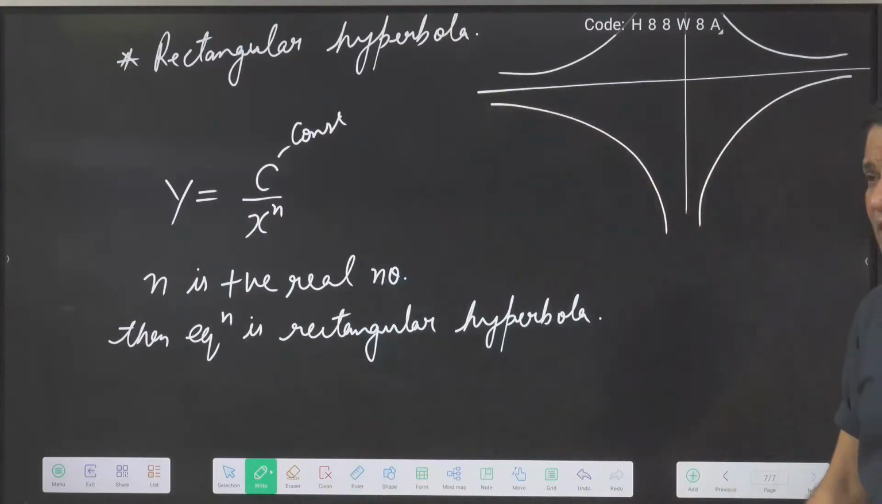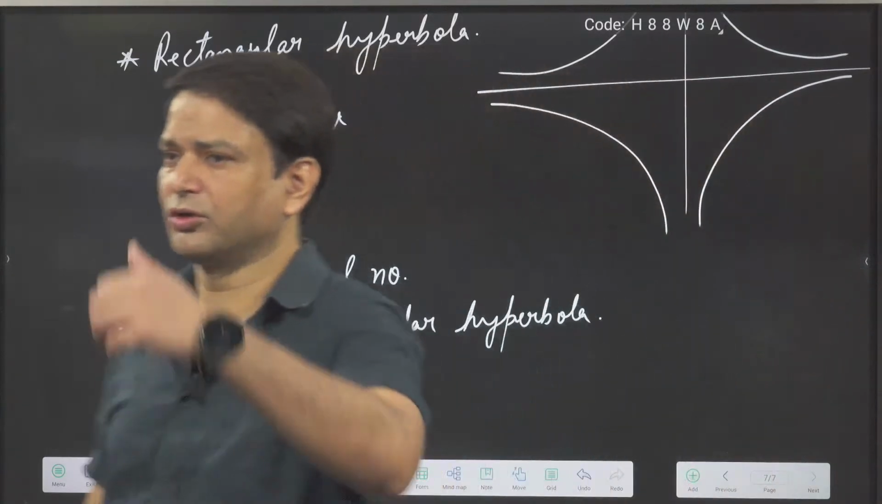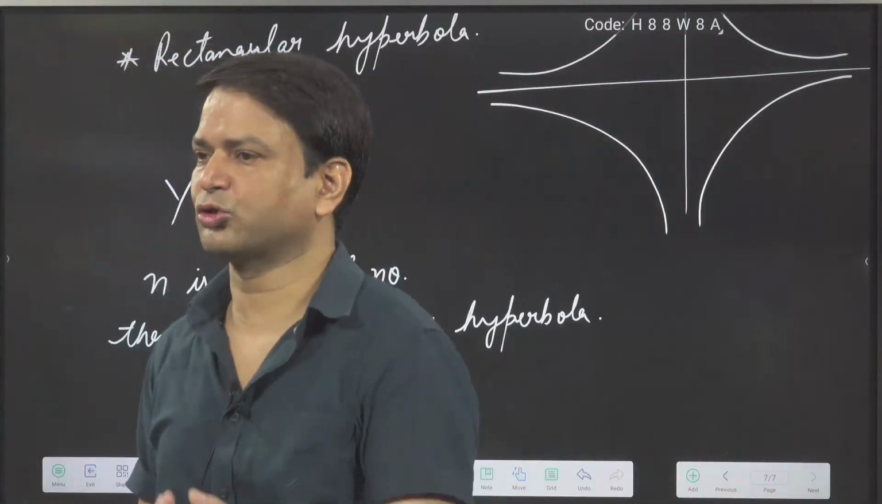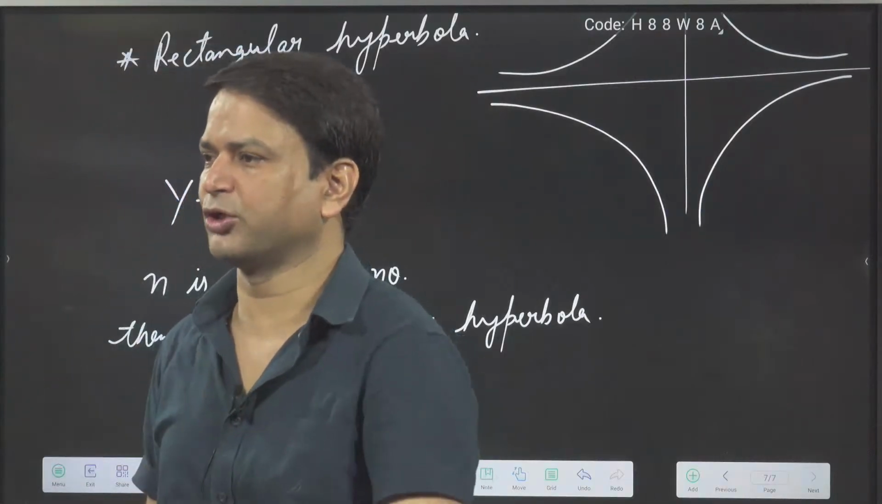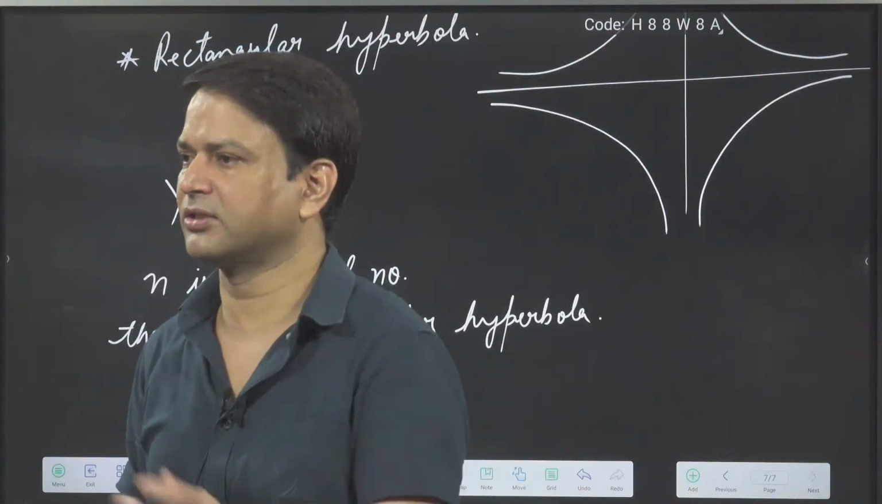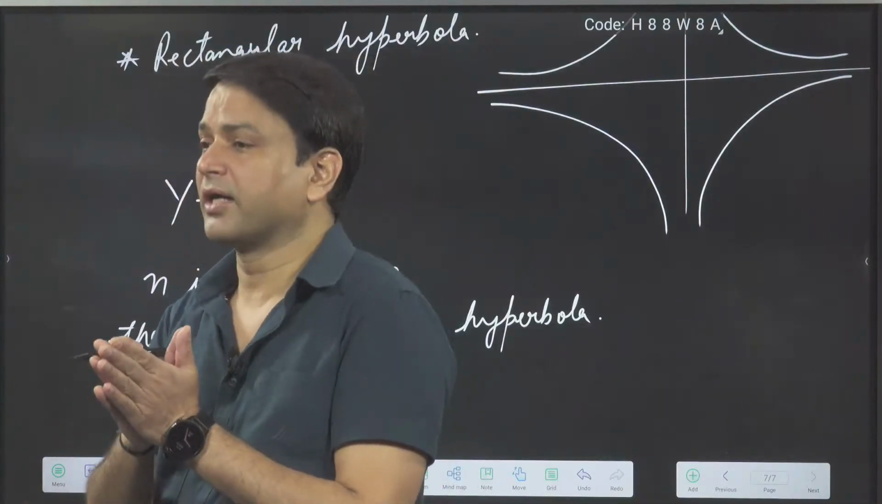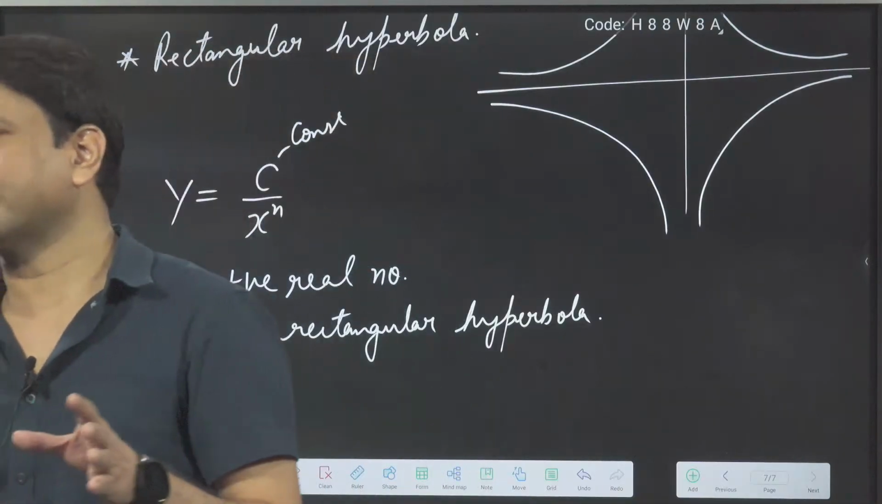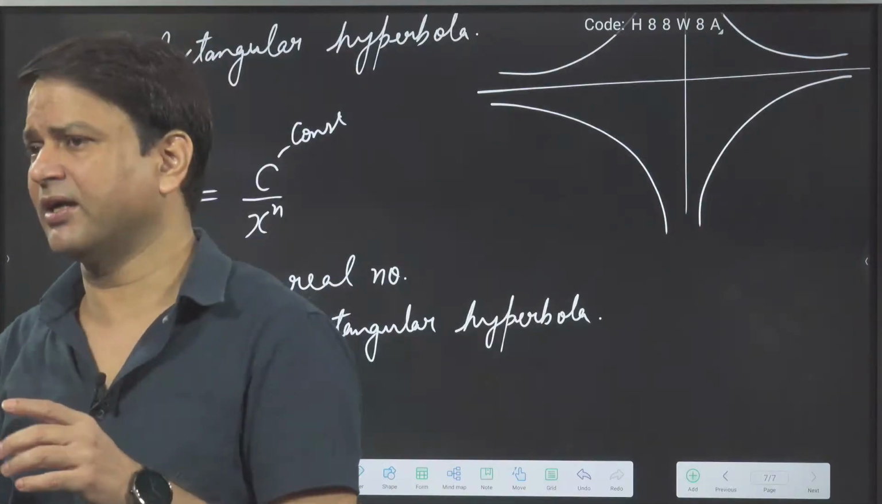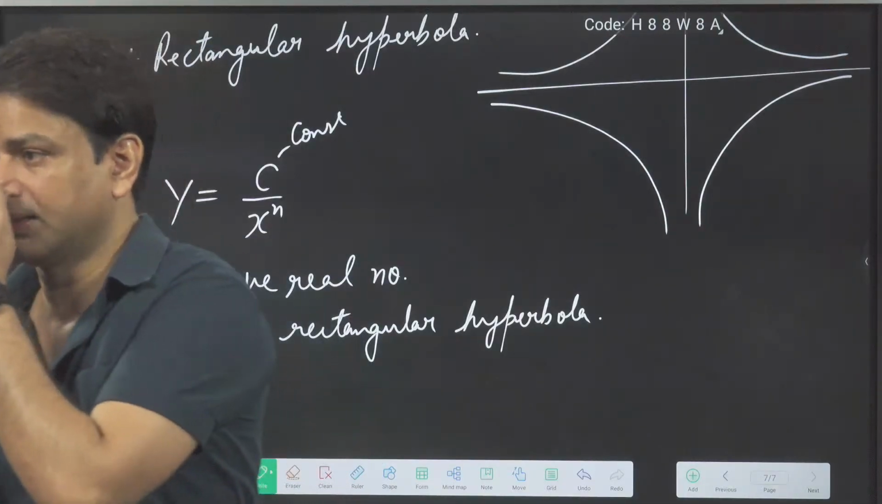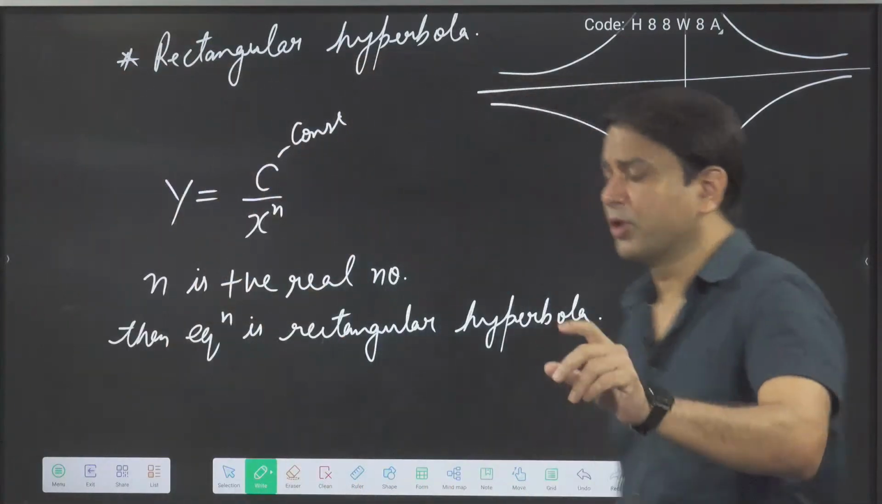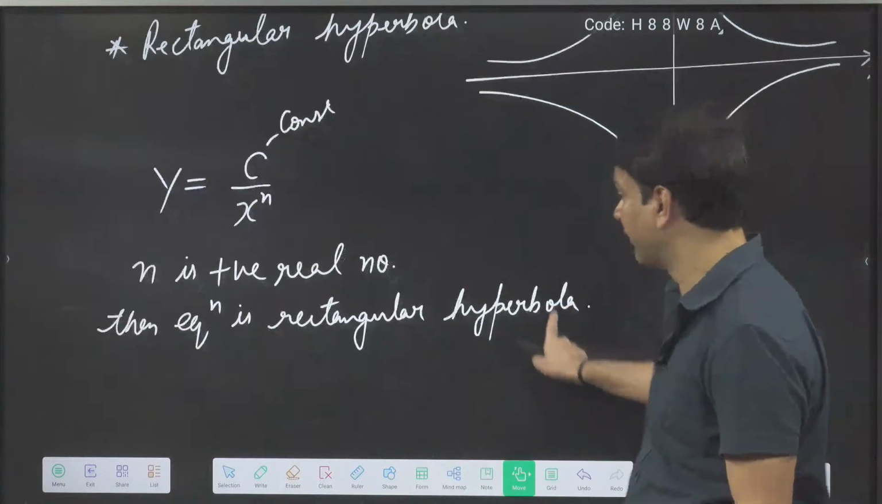Suppose I am saying y equals some constant upon x to the power 0.1, x to the power 0.2, x square, x cube, root x. All of these we can say are a rectangular hyperbola, whatever n can be, fraction, decimal, integer, but it should be positive. Everybody got it? Because if it is negative, I will show one or two examples.